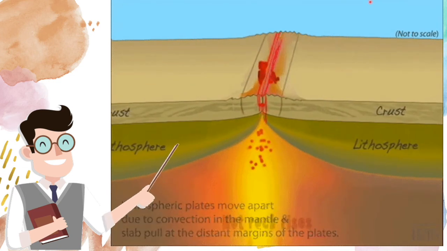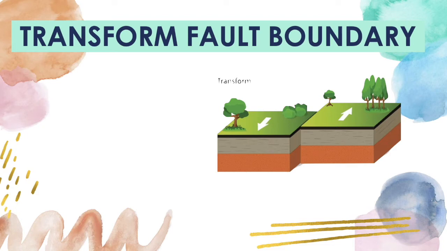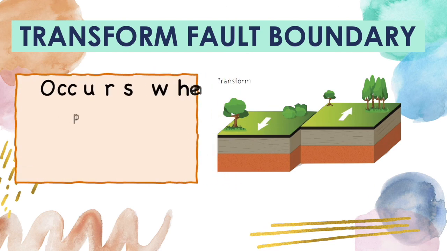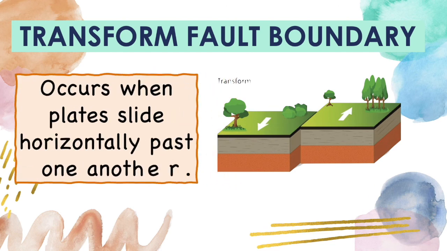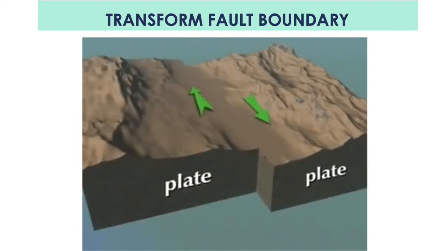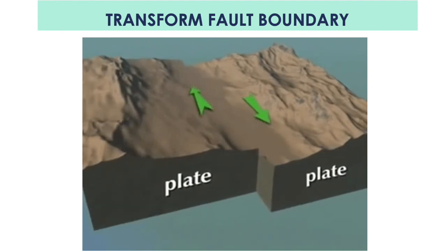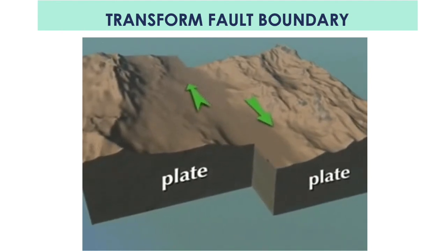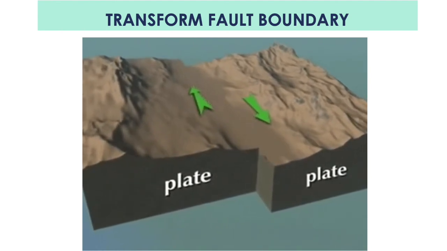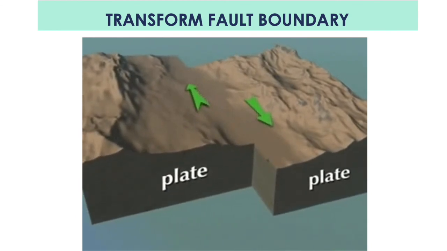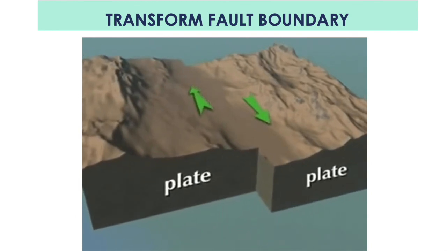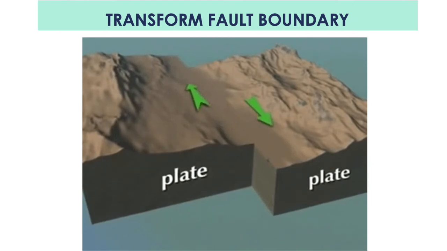The last plate boundary is the transform fault boundary. This occurs when plates slide horizontally past one another. Most transform faults occur within the ocean basin, but there are a few that can be found in continental plates. Transform faults commonly affect the active spreading ridges, producing zigzag plate margins. They are generally defined by shallow earthquakes. The San Andreas Fault is one of the few transform faults found on land.